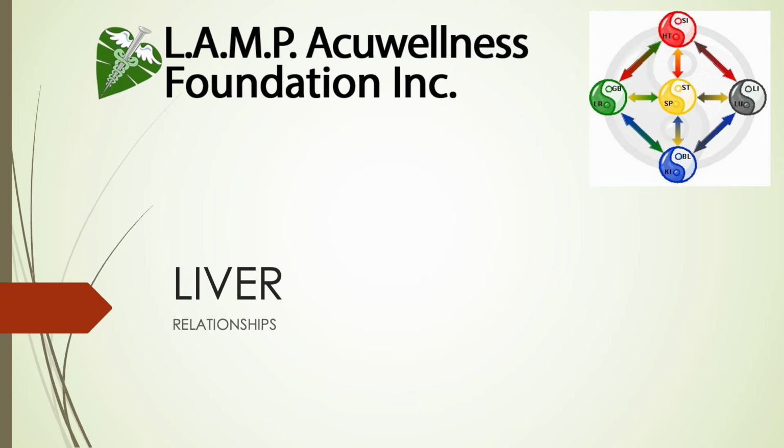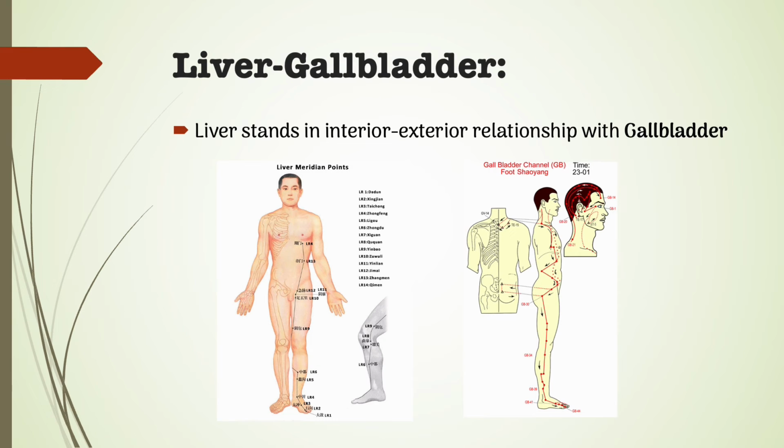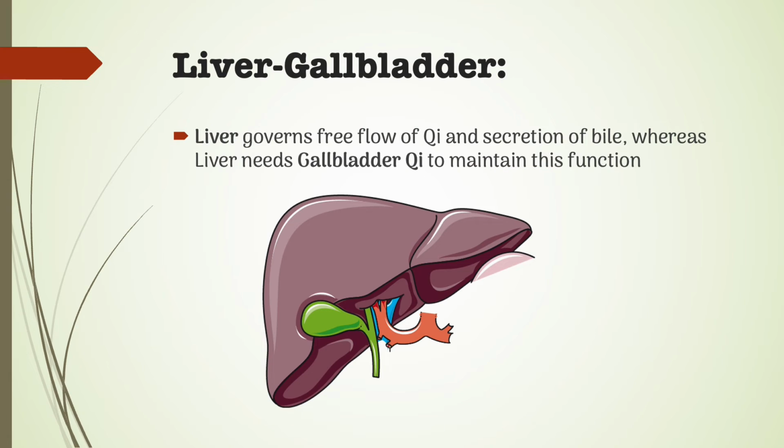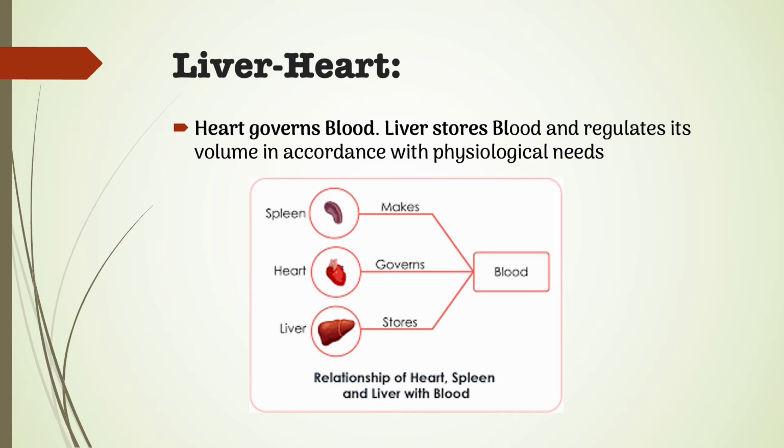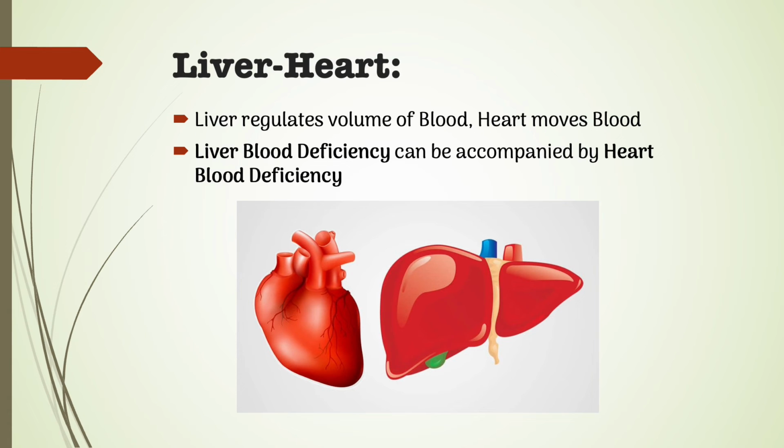Now let's go to liver relationships. Liver stands in interior-exterior relationship with the gallbladder. Liver governs free flow of qi and secretion of bile, whereas liver needs gallbladder qi to maintain this function. Heart governs blood, liver stores blood, and regulates its volume in accordance with physiological needs. The liver regulates the volume of blood, while the heart moves the blood.